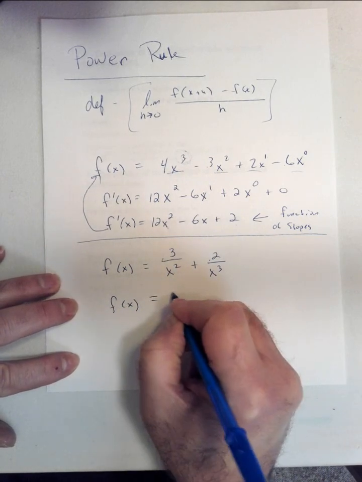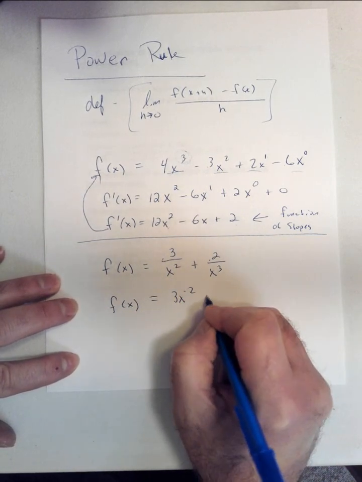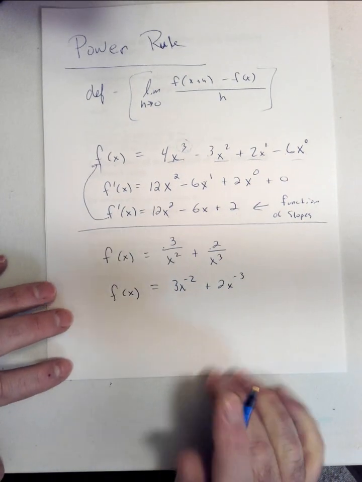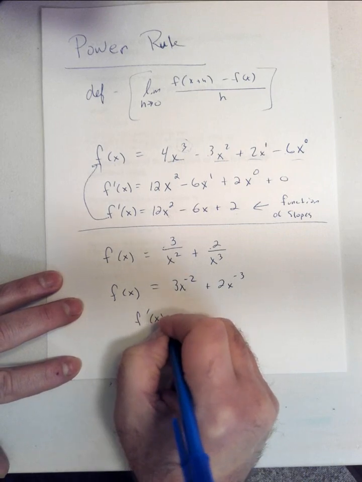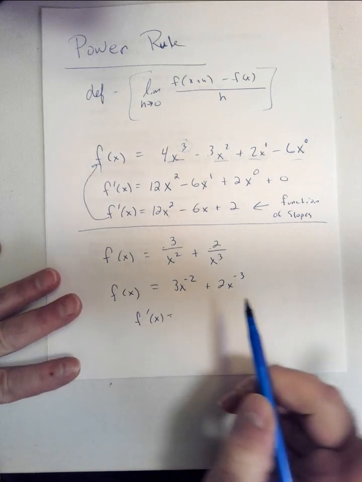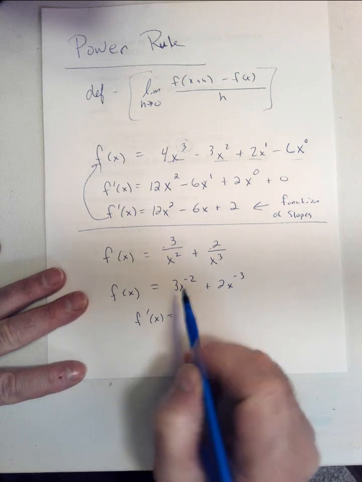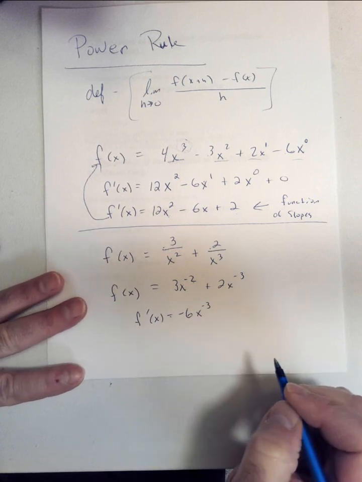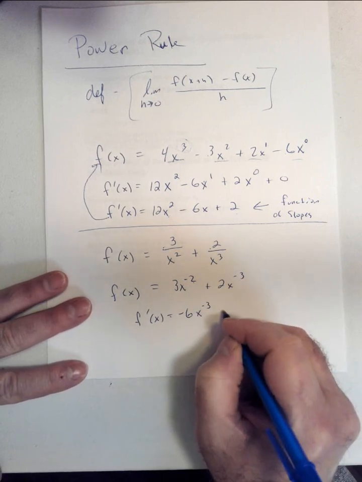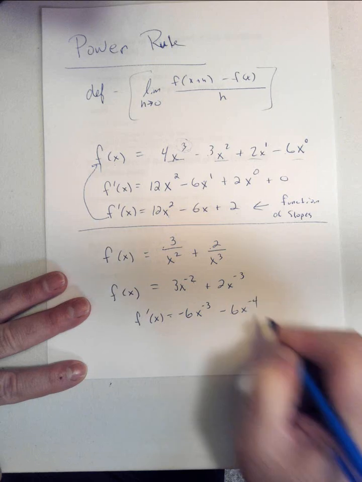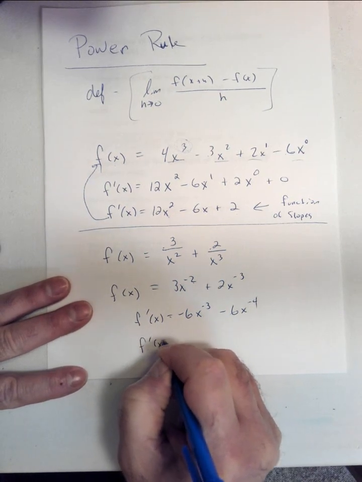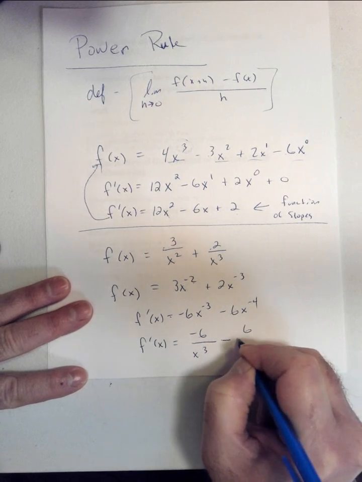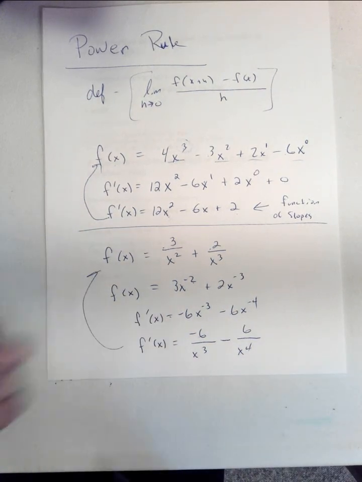So what we would need to do first is rewrite this with its negative exponents. And then to find the derivative function, we would go ahead and apply the power rule just like we did. So pay attention here, though, because negative 2 times 3 becomes negative 6. And we're still dropping the power 1, so that goes to negative 3. And then minus 6x to the negative 4. Or if you wish to write it out without the negative exponents, this becomes the derivative of f.